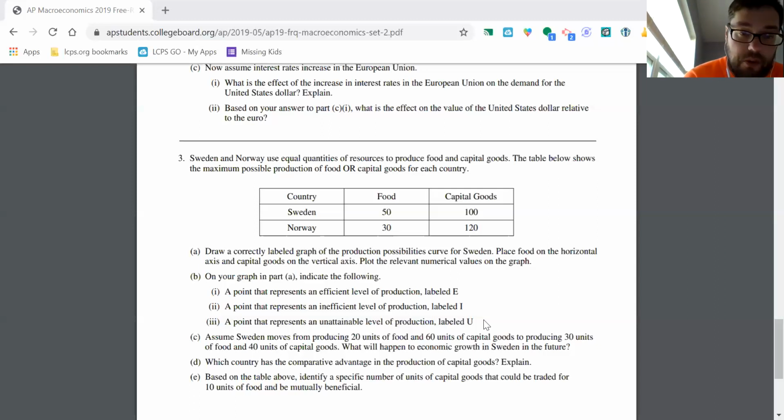And then the last point they wanted you to draw was unattainable, right? And they wanted us to label it U. That will be outside the curve because the country, in this case Sweden, cannot produce at that point in any way, shape, or form. Countries can experience gains from trade, and that's the only way that they could consume some bundle beyond their PPC curve.